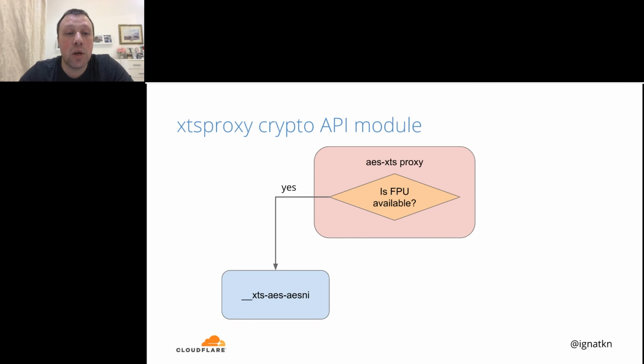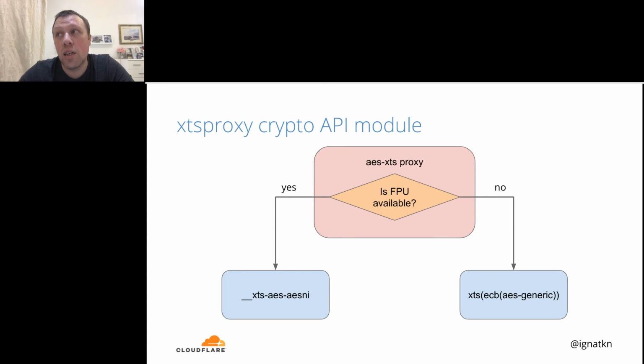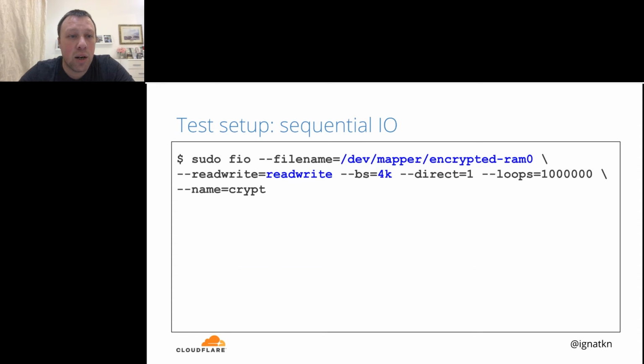In rare cases where we can't use the FPU, we just fall back to the generic, still synchronous AES implementation in software, which doesn't require the FPU. It's much slower, but because we use it very rarely, we expect it shouldn't create too much of an impact. And the module itself is fully synchronous, so it will never offload any encryption request to any asynchronous thread. Okay, let's see our performance now.